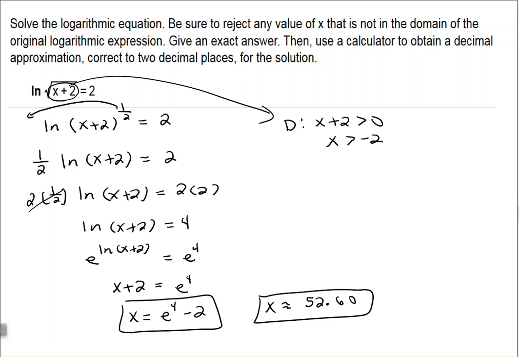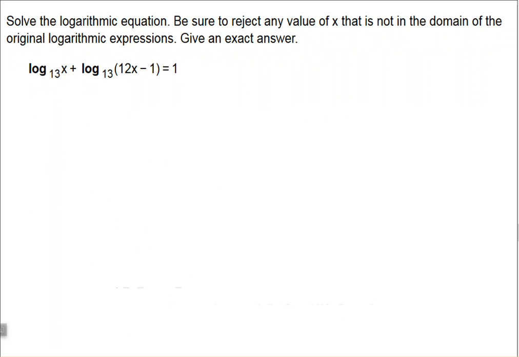All right, we're going to look at a couple more examples. In this one we have log base 13 of x plus log base 13 of (12x minus 1) equals 1. Now, when you have two logs with the same base, you want to try to condense that into one logarithm using the properties that we learned. Since I have addition here, I can use the product rule of logarithms to combine those two logarithms into one.